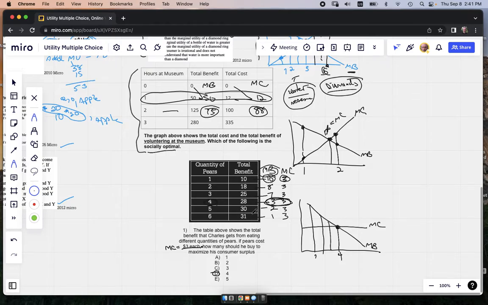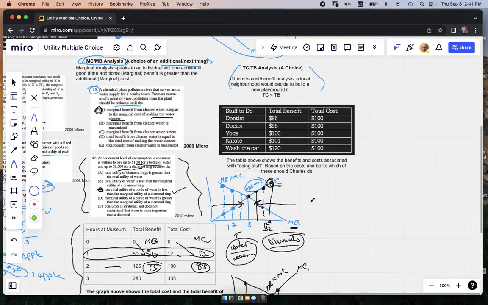I would never want to consume the fifth unit where the cost is $3, because we can see our cost is $3 here, all the way across, and the benefit would be $2. We would never want to do that fifth unit. Cool. All right. Hope that helps a little bit.